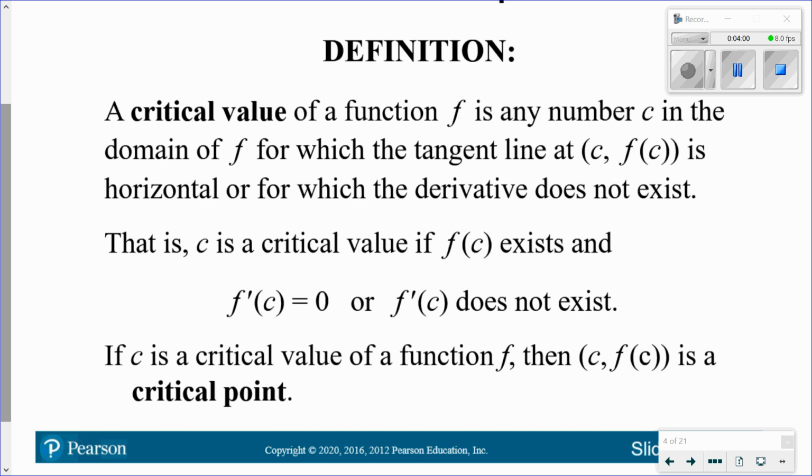Critical values happen when our derivative is equal to 0. So we take our derivative and we set it equal to 0 and solve, or where our derivative does not exist. Okay, this is how we're going to find maximum and minimum values. These critical points are going to give us our maximums and our minimums.